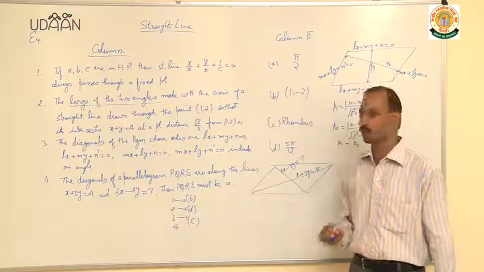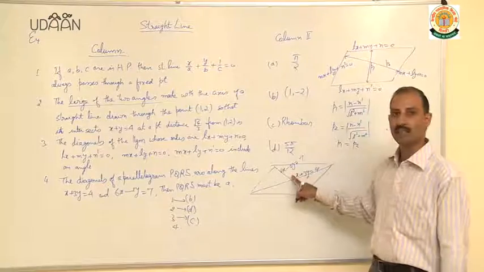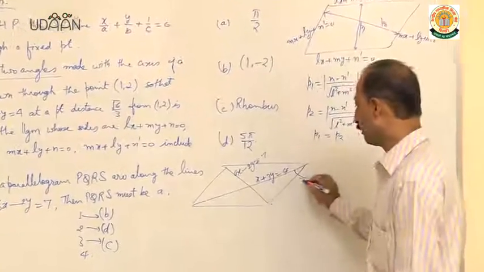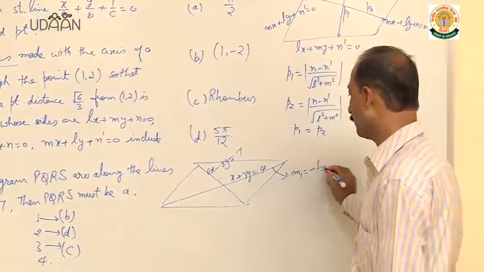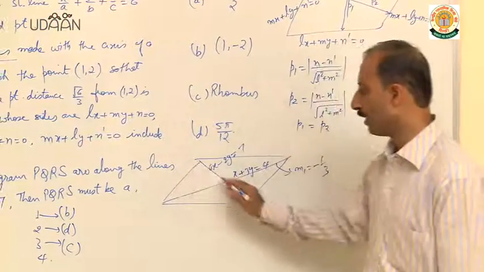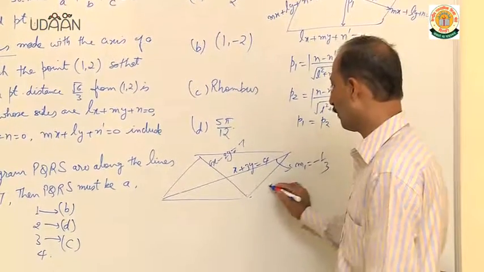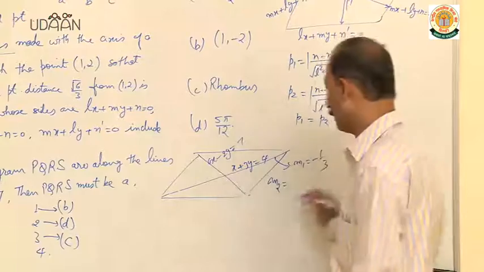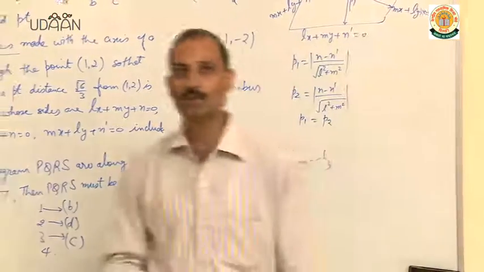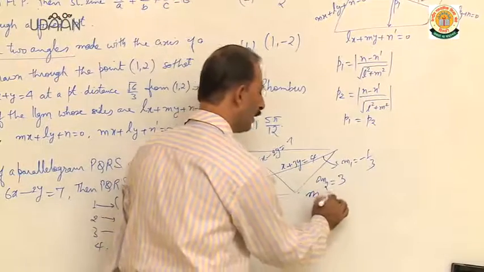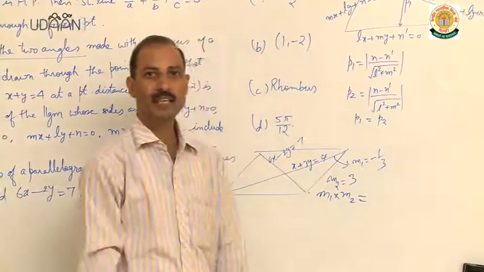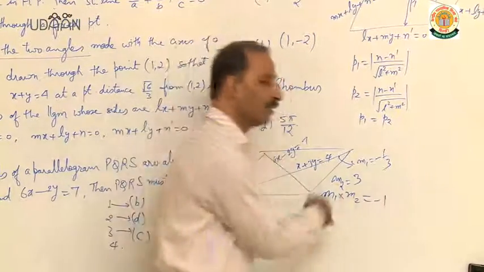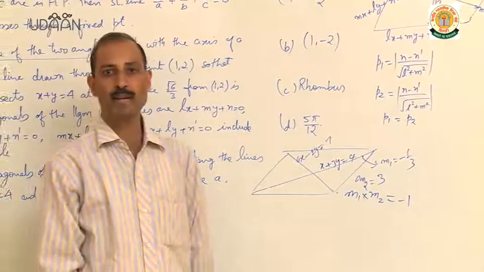Now we can find the slopes. Slope of this line is the coefficient of x divided by the coefficient of y, multiplied by a negative sign. So you will get the slope of this line, say m1, is minus 1 upon 3. And the slope of the other diagonal, again the coefficient of x divided by the coefficient of y multiplied by a minus sign, you will get 3. Now what is the product of these two slopes, m1 into m2? You can clearly see the product is minus 1. If the product is minus 1, then both diagonals are perpendicular to each other.